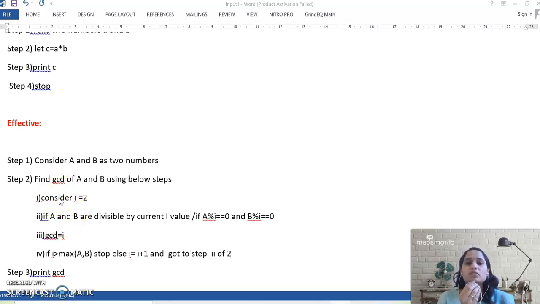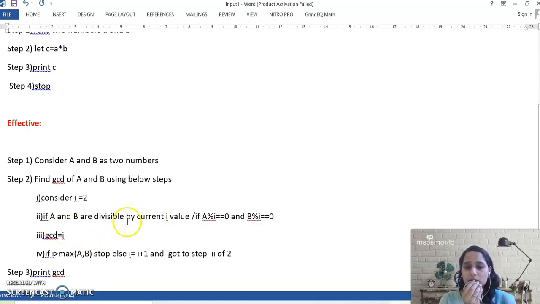Remember, GCD means greatest common divisor. So we have to find a number which divides both and which should be the maximum. So I can have a logic here. Consider a variable I. Initial value will be 2. I will not consider 1 because obviously any number is divisible by 1. So the first value of I will be 2. Then if A and B are both divisible by the current I value, initially it will be 2. Or, to be very specific, if A mod I is equal to 0 and B mod I is equal to 0, it is one and the same. Either I can write down this statement or I can write down that statement. Anything is fine here.